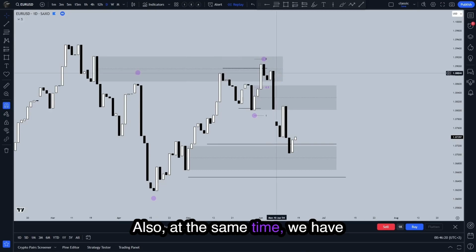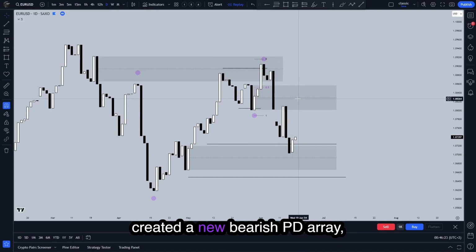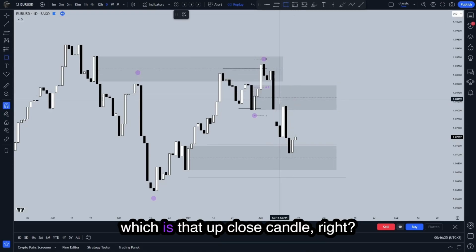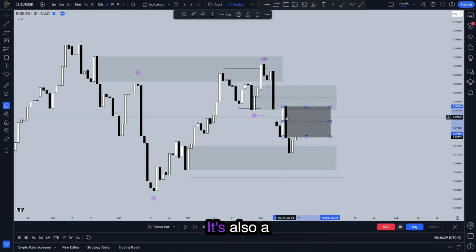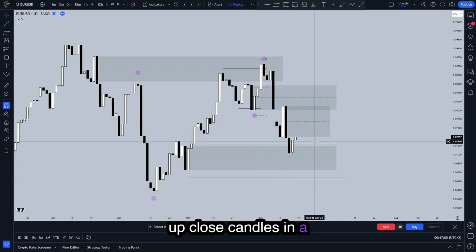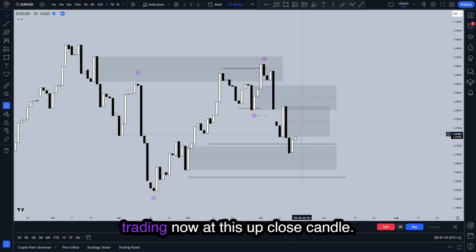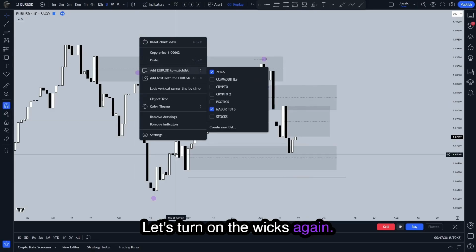Also, at the same time, we have created a new bearish PD array, which is the up close candle, right? It's also a bearish order block. All up close candles in a bearish order flow should act as resistance, and vice versa for a bullish order flow. You can see here now, we are trading at this up close candle. Let's turn on the wicks again.